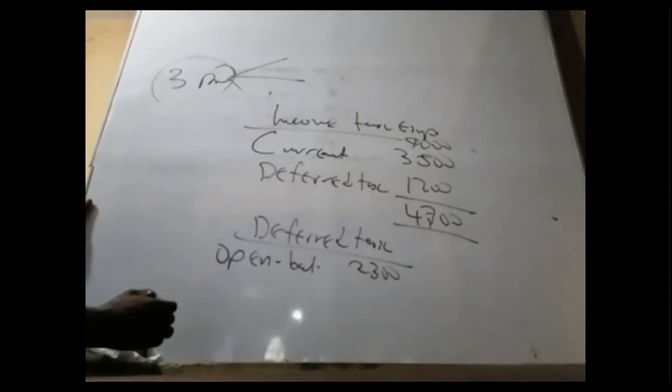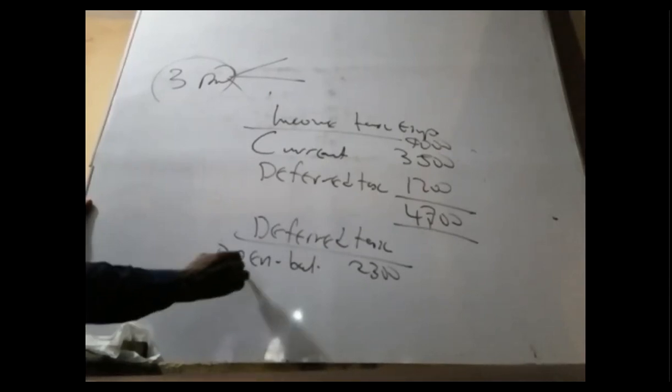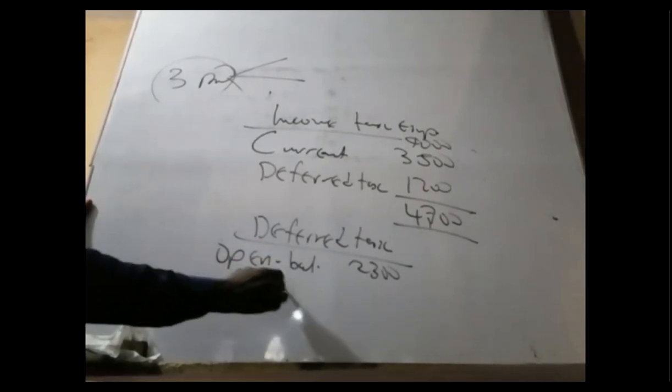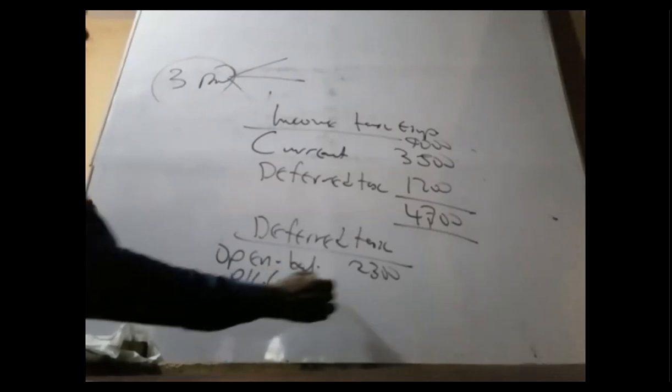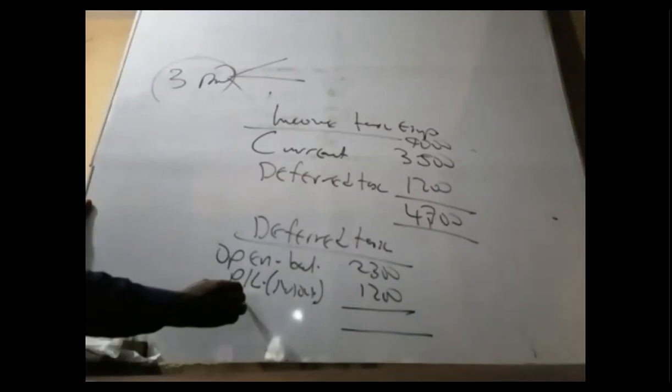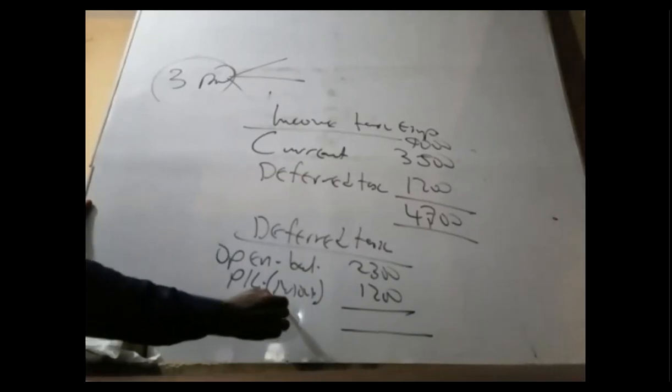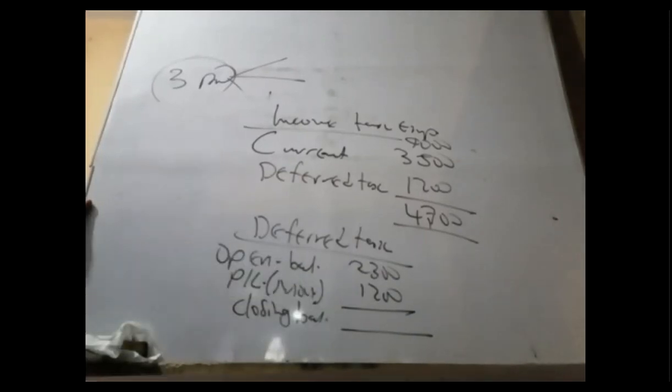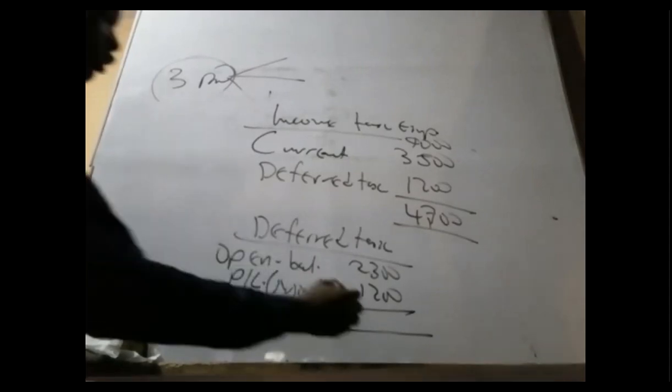Now there's a movement. They have given us the movement. Bracket the movement, which is 1,200. That will give us the closing balance. So what's the closing balance here? The closing balance will be 3,500.